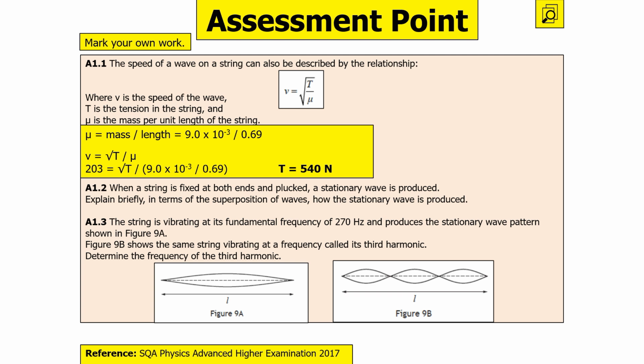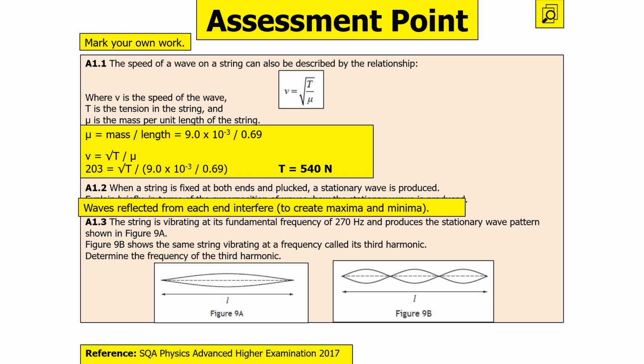V equals the square root of T over mu, so we can rearrange that, pop the values in, T equals 450 newtons. Now how does it work? Well, waves reflect from each end, they interfere because they're coherent, creating maxima and minima. The third harmonic is the third multiple of the first harmonic, so it's 3 times by 270, 810 Hz.